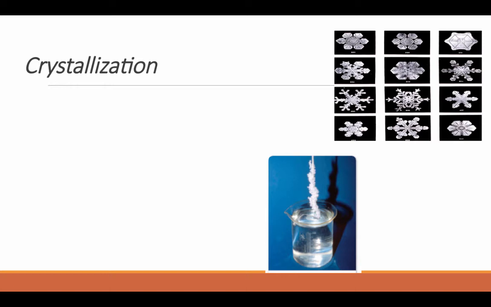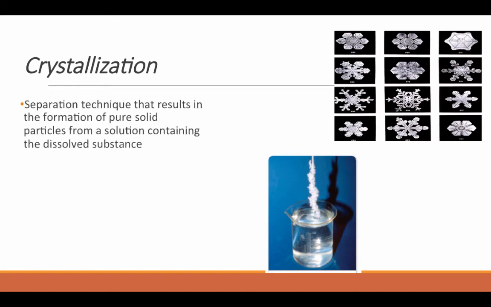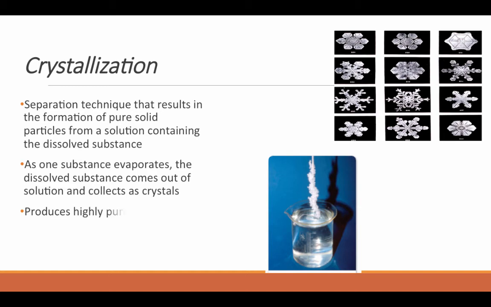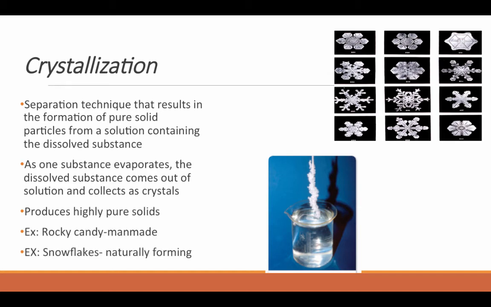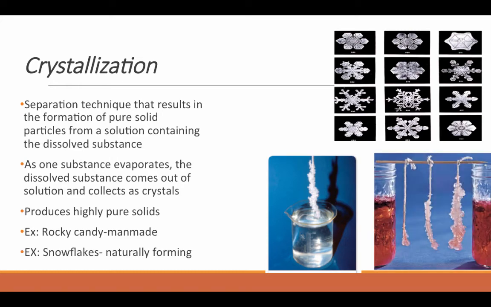Another one is crystallization. Crystallization is used when you're trying to form a solid. A natural example of this would be snowflakes forming. And a man-made version of crystallization would be if you're trying to make rock candy, or basically any kind of candy. Anything where you're taking liquid sugar and solidifying it, that's the process of crystallization. So you're trying to form a pure solid from a liquid solution. And there's your rock candy.